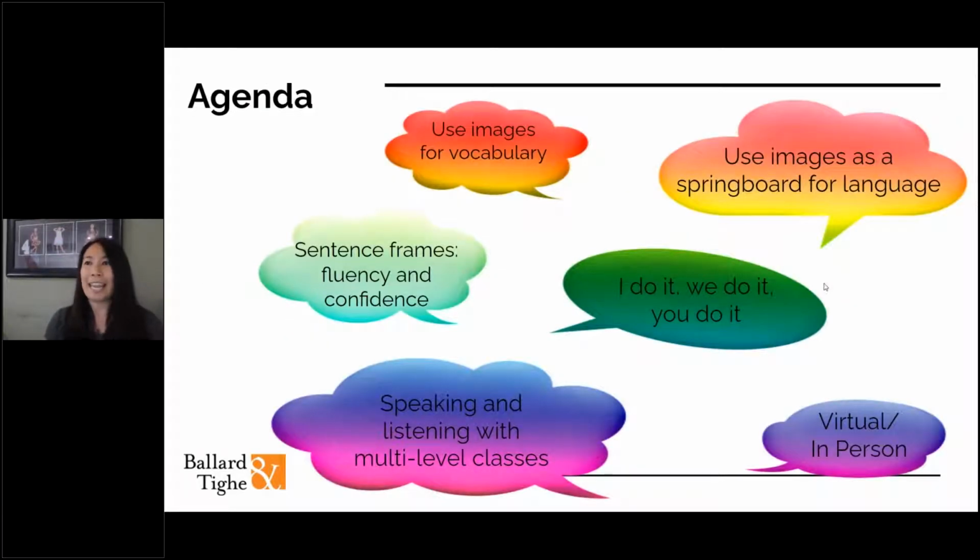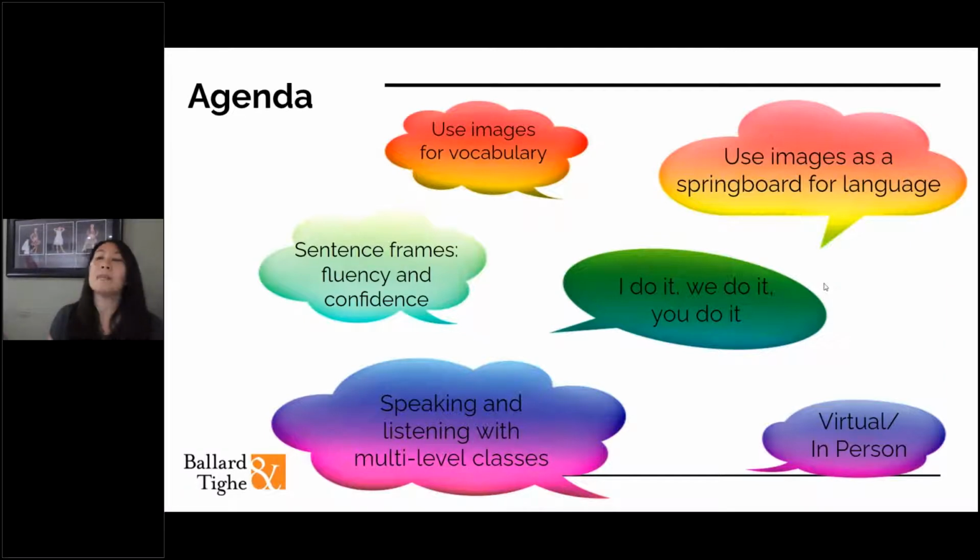So for our agenda today, we are going to talk a lot about oral proficiency practice, maximizing that time of virtual as well as in-person, using oral proficiency sentence frames. We are going to talk about how to use images for vocabulary, to teach vocabulary alongside those images to help students learn vocabulary at a faster pace.